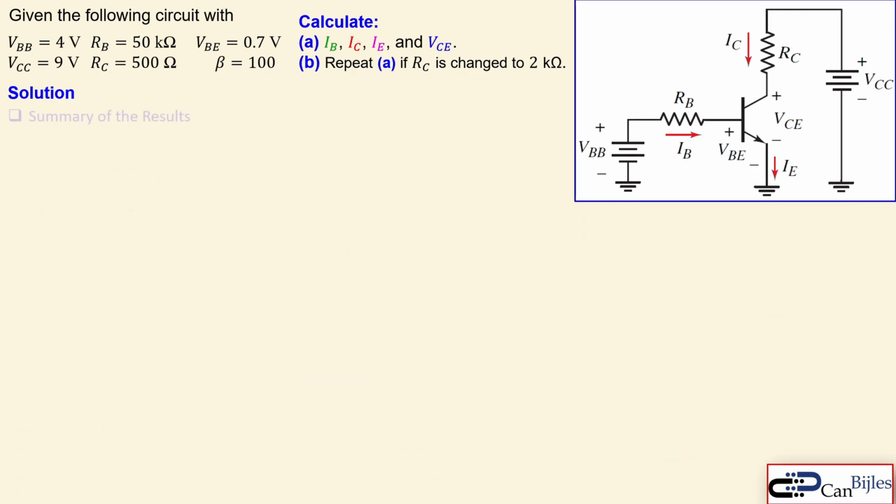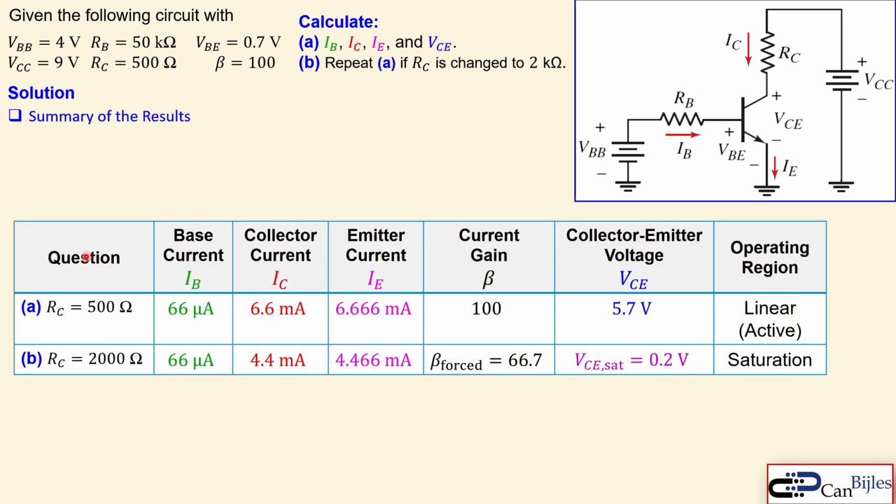Okay, now let's make the summary of the results. Now we have this table. You can see question A has the RC of 500 and question B has the RC of 2000.